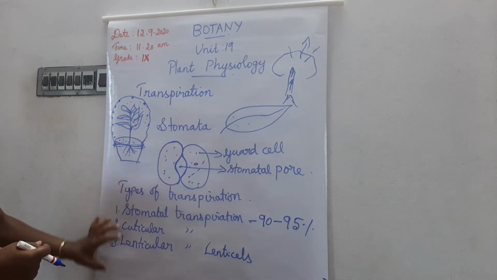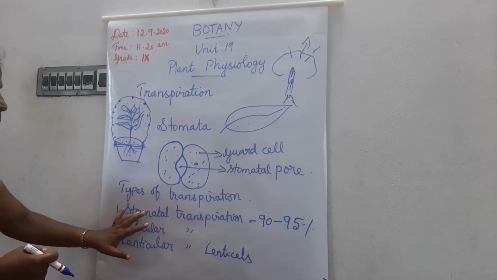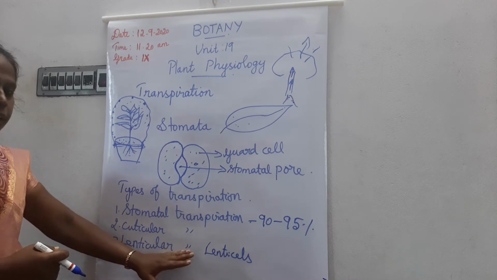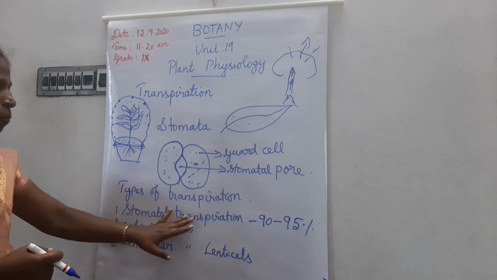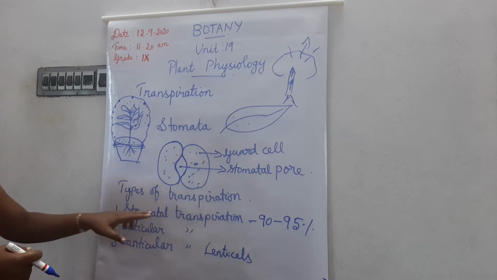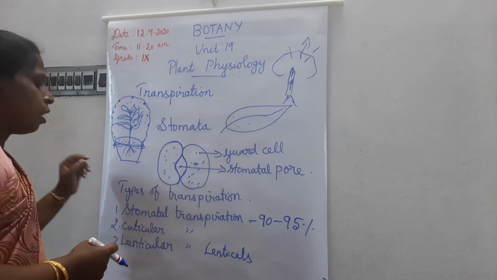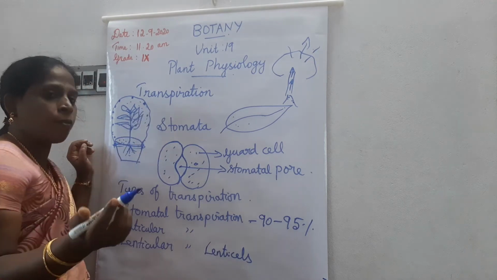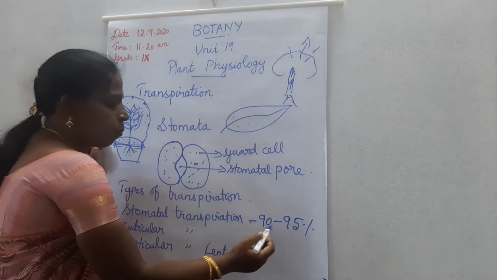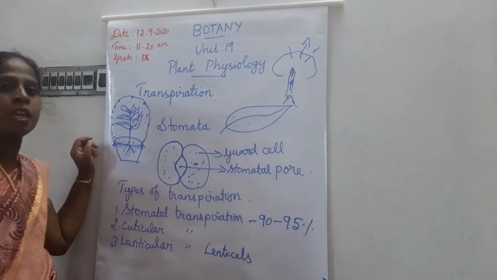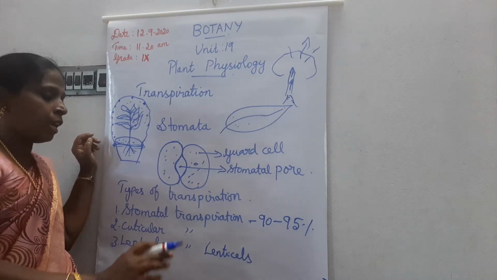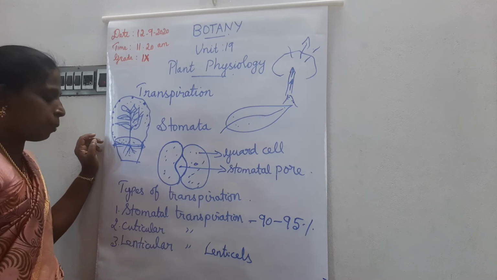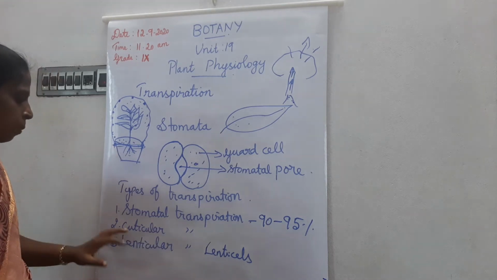There are three types of transpiration: stomatal transpiration, cuticular transpiration, and lenticular transpiration. Stomatal transpiration takes place through the stomata present in the leaves. Through the stomata, a large amount of water evaporates, about 90 to 95 percent. This type of transpiration is called stomatal transpiration.